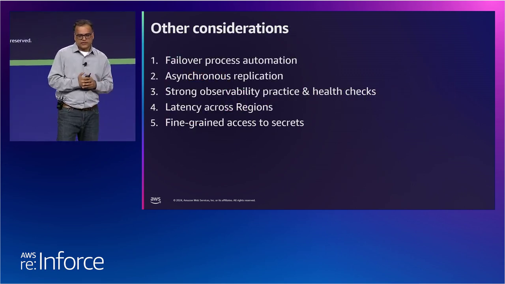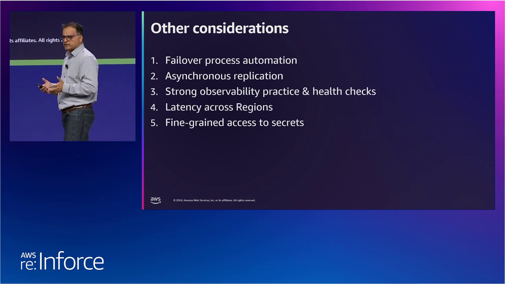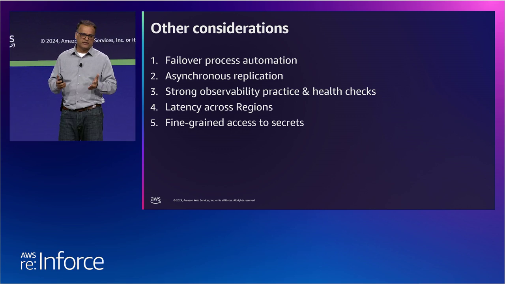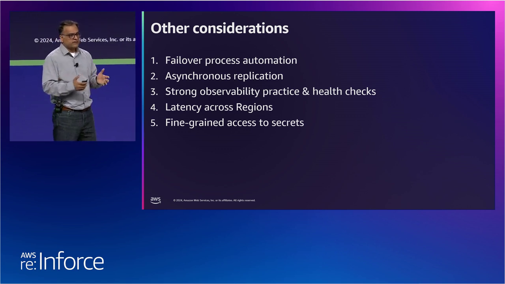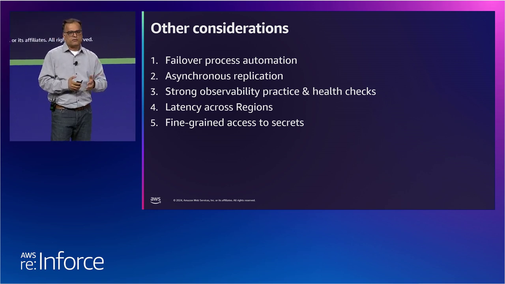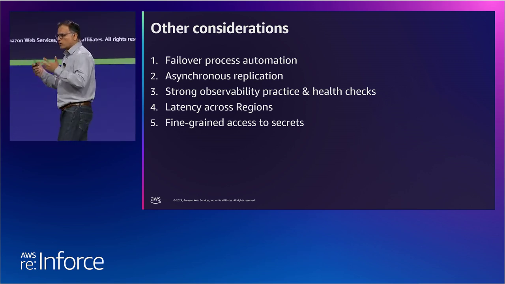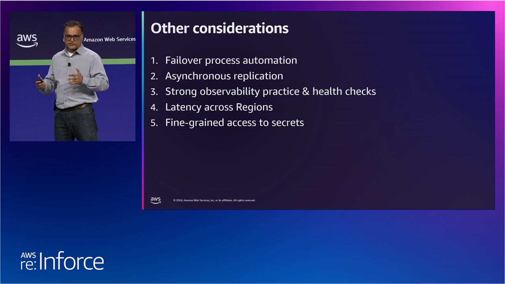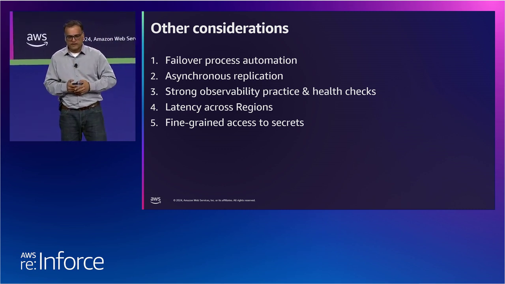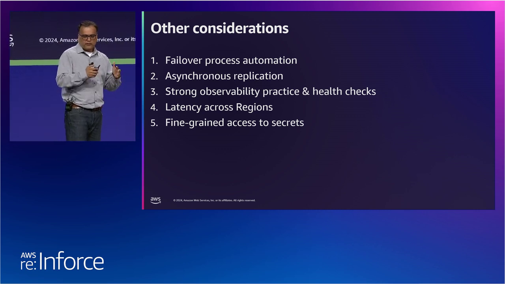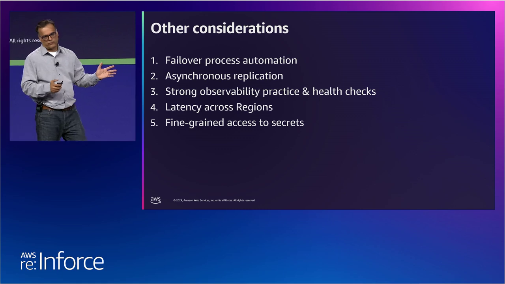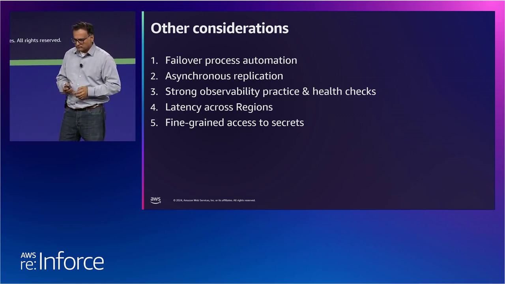There are a few other considerations. I think the biggest point there is to have a robust observability and health check practice. The second is a failover process for automation. We have seen advantages where customers fully automate their failover process using AWS serverless services like Step Functions and Lambda. So patterns like these can be implemented for faster failover and reduced RTO.